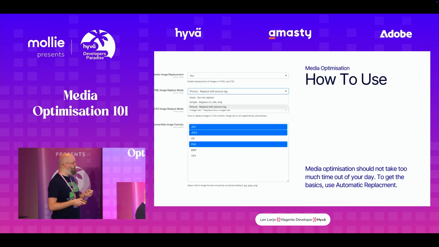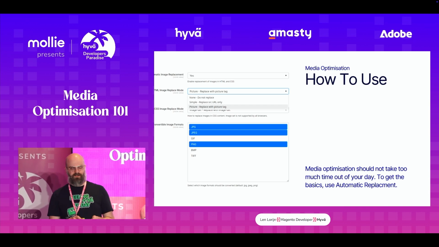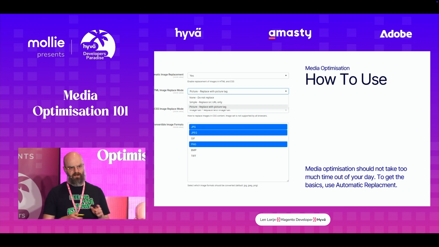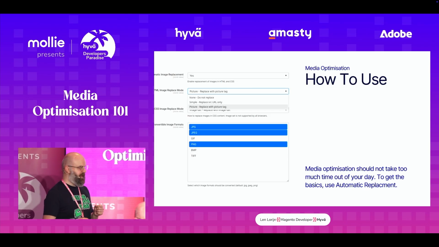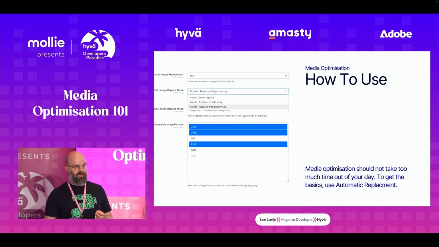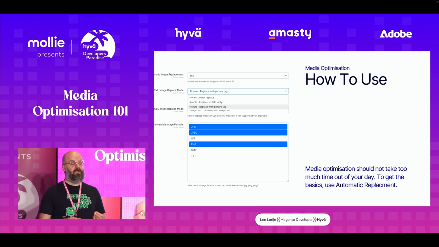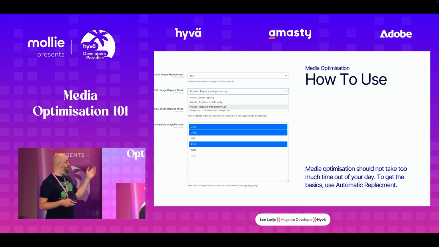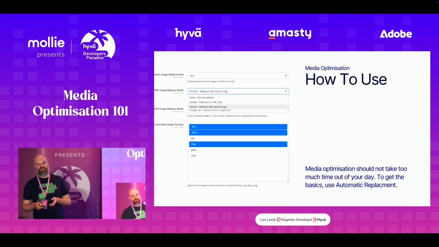And yeah, more importantly for you maybe, how to use it. So there's two ways to use it. Out of the box, it will come enabled with automatic replacement. So it will replace any image tag with an optimized version. You can choose how it gets replaced. So there's simple replacement and there's a picture tag replacement.